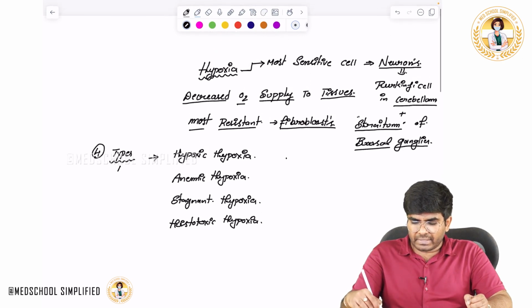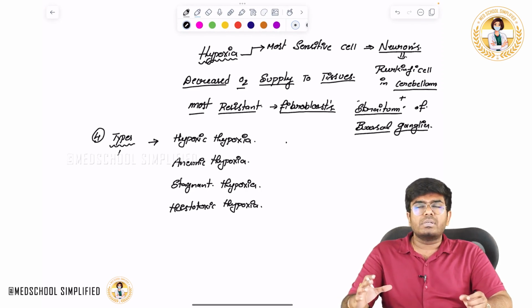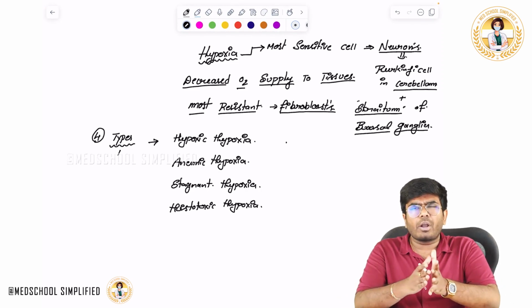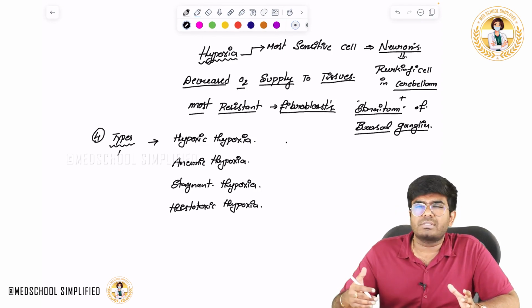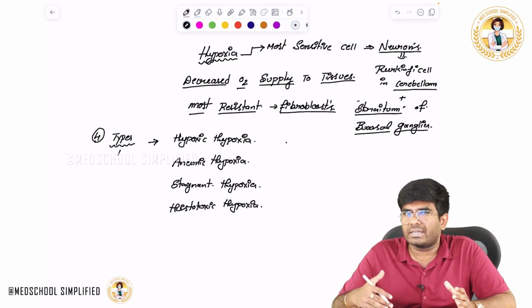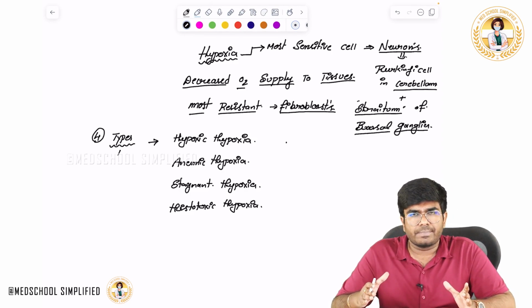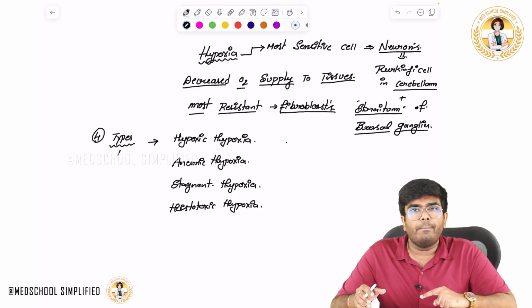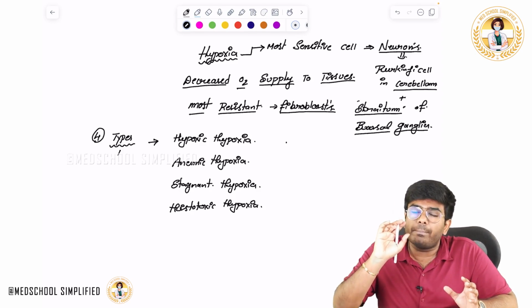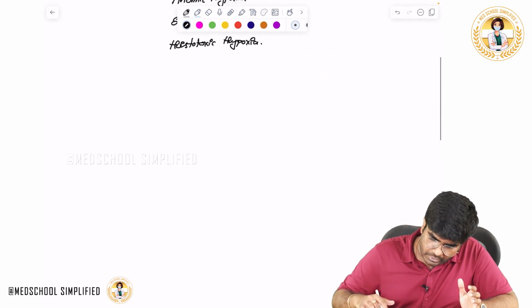Now to have a better understanding, you need to know certain basic things, the normal basic physiology about oxygen, hemoglobin, partial pressure of oxygen, dissolved oxygen, oxyhemoglobin. If you know the basics, you can understand better about these different types of hypoxia. So first I am going to explain the basic physiology.